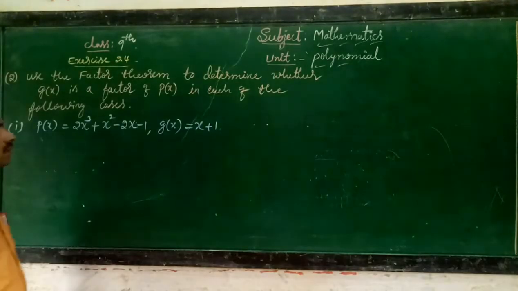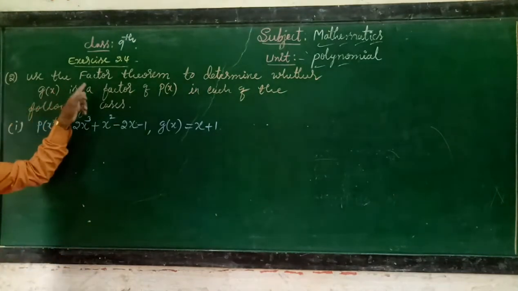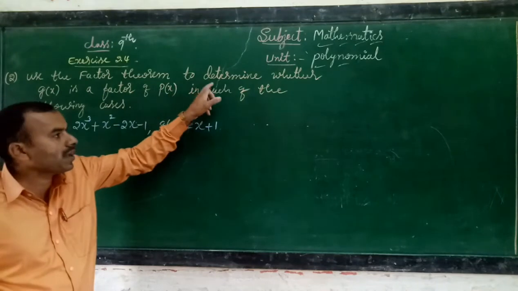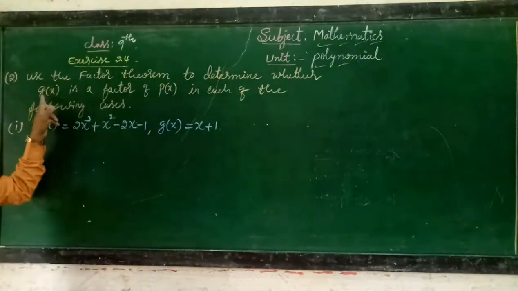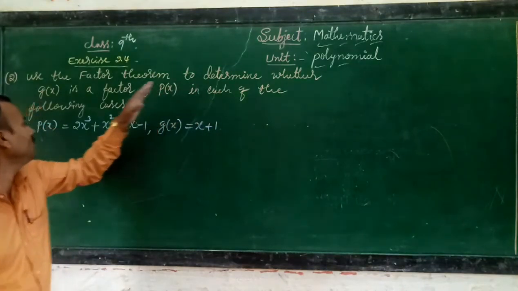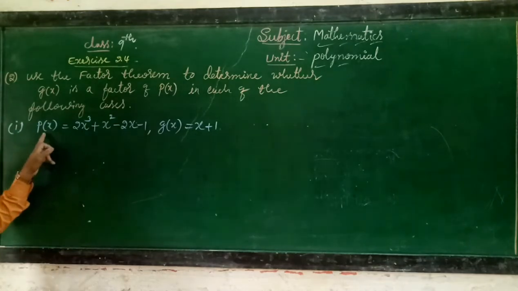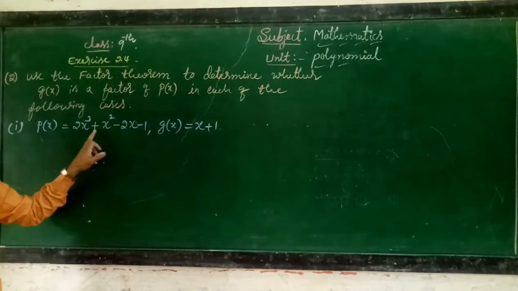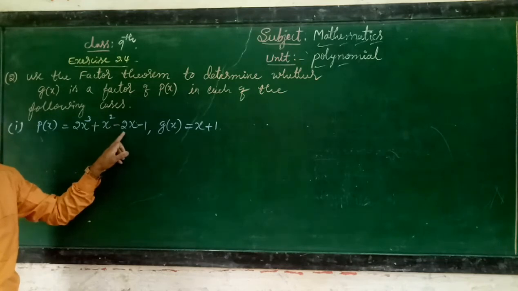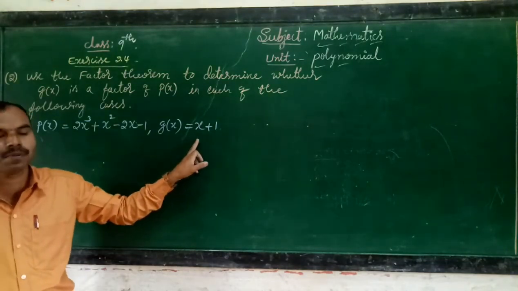Dear students, now we shall take the second main. Use the factor theorem to determine whether g of x is a factor of p of x in each of the following cases. Some problems are there. Now I will take the first one. P of x equals 2x cube plus x square minus 2x minus 1. G of x equals x plus 1.